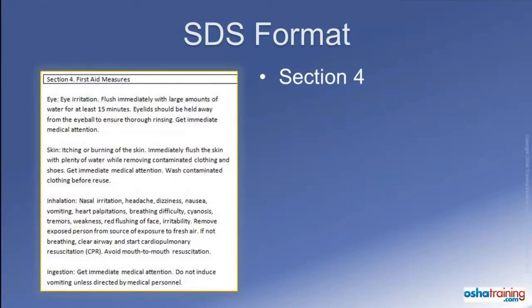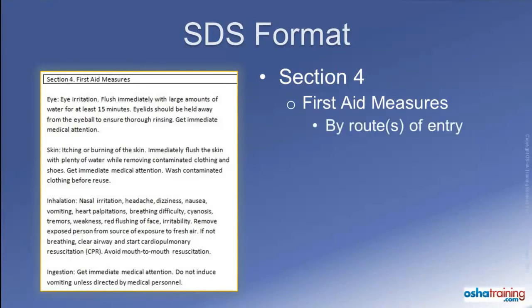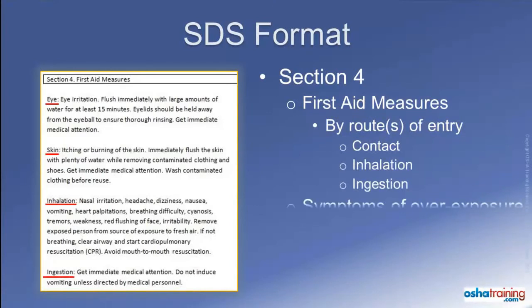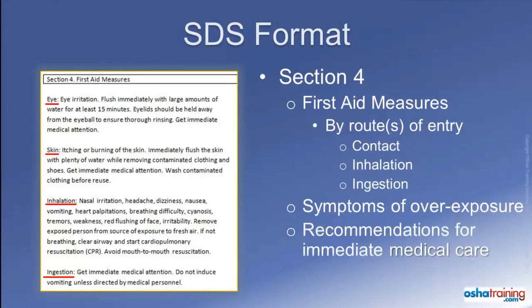Section 4 on a safety data sheet describes the initial first aid measures that should be administered by responders to anyone who has experienced a chemical exposure. This information includes a list of aid for different routes of exposure, such as contact with eyes or skin, inhalation, or ingestion. Also included will be a description of the most common symptoms of overexposure, including those which are acute or delayed, and recommendations for immediate medical care and special treatment that may be needed in some severe cases.